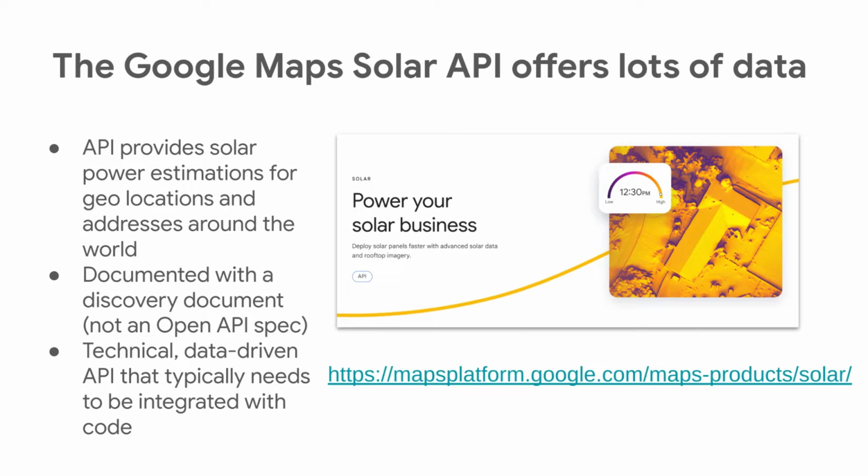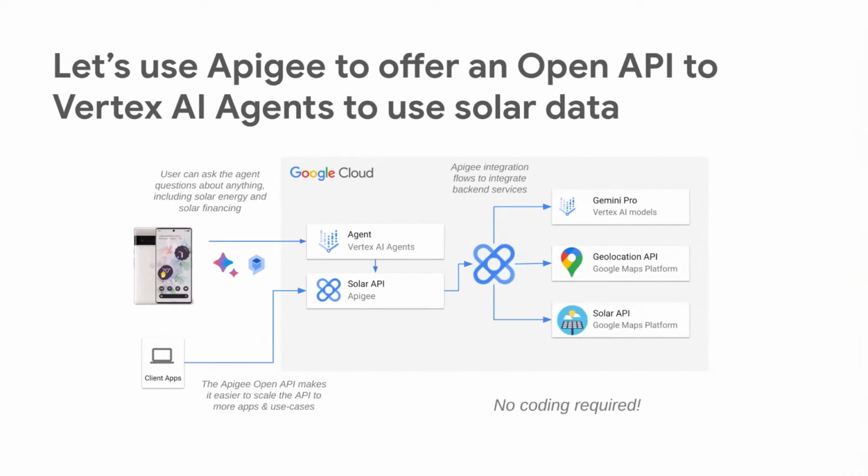So a developer has to go through the large amount of data that's provided by the API and integrate it directly into different apps and experiences. So the question is, can we do this more easily, or what are some options leveraging Apigee and the Gen AI tools in Vertex AI agents? And the short answer is yes. We can do a lot here without having to code an integration with the Solar API.